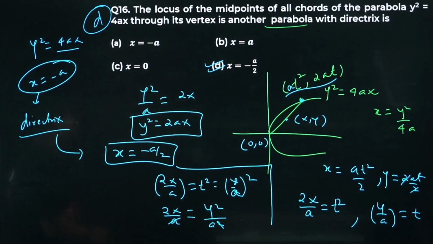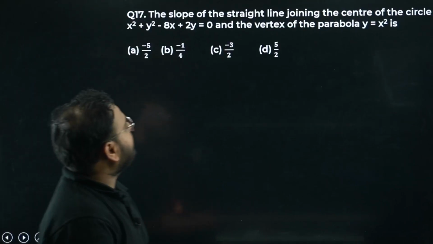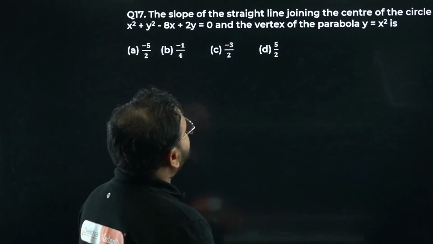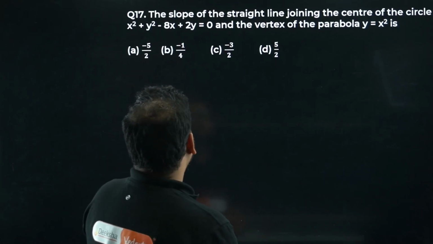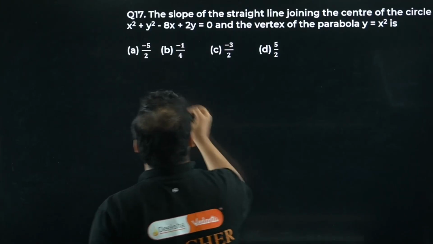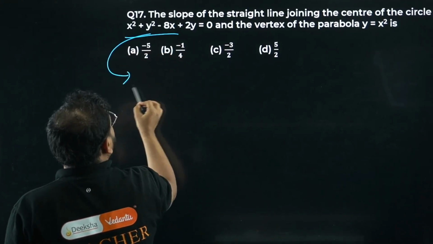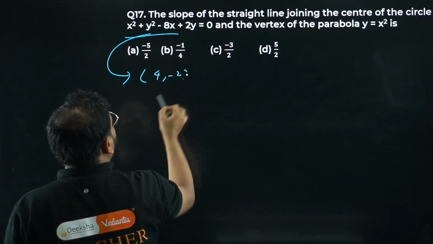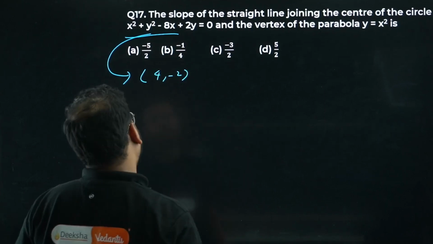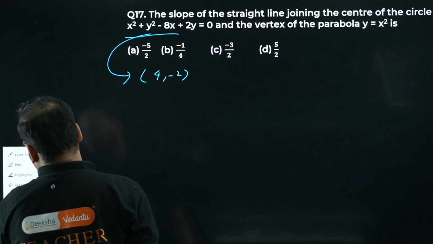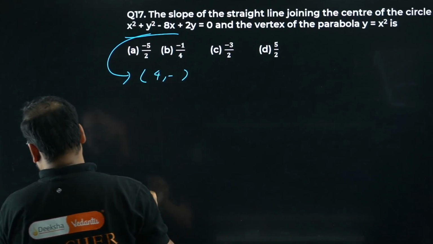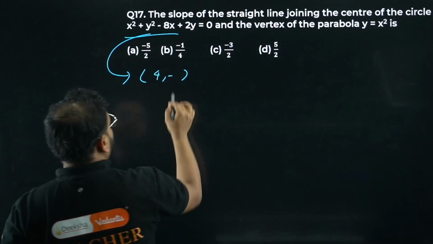16th is done, sir. Answer is D. 17th now. The slope of the straight line joining the center of the circle. Please check, the center is 4 comma minus 2. No, 4 comma minus 1, not 2. So we have 4 comma minus 1.